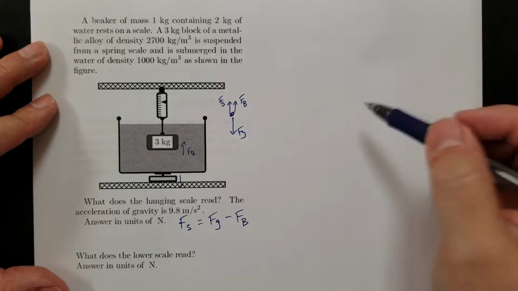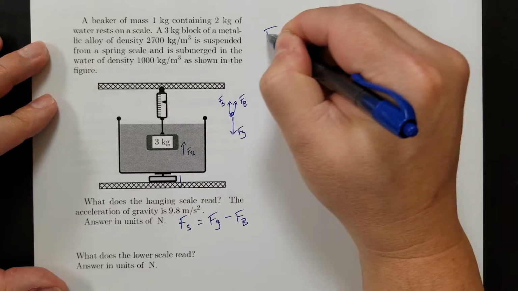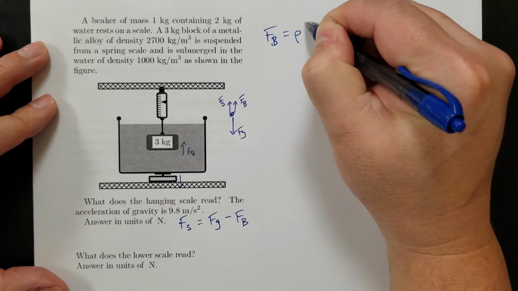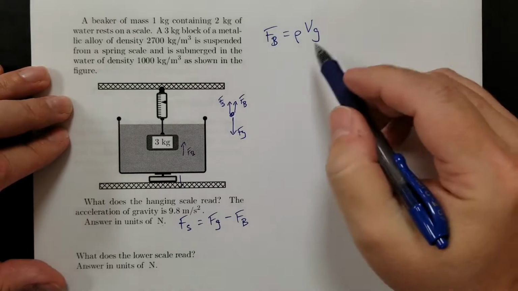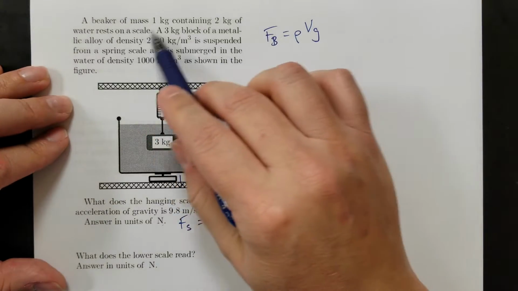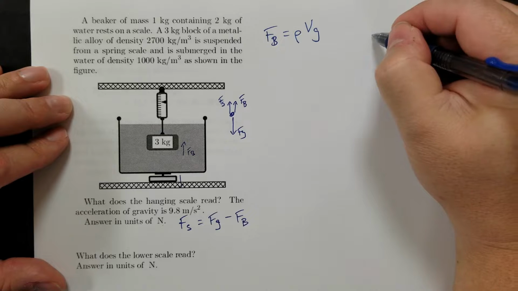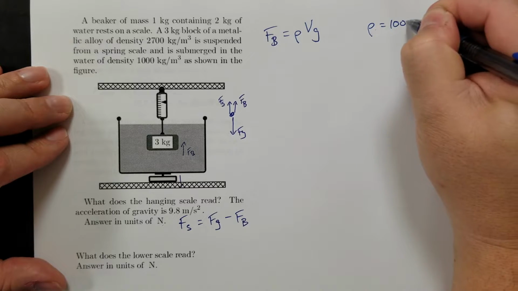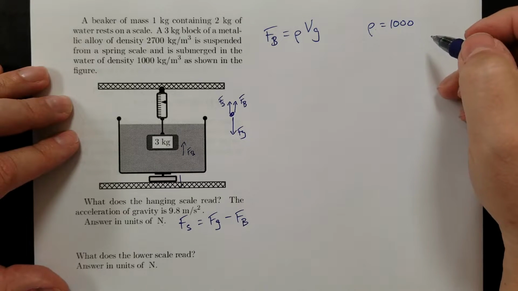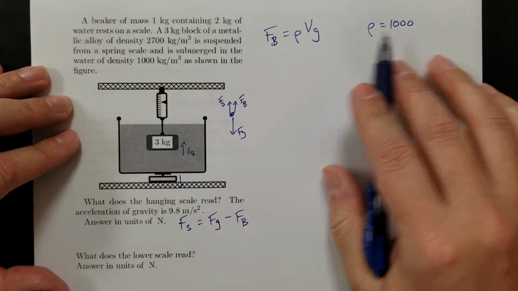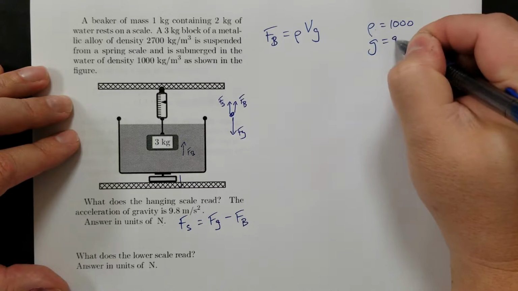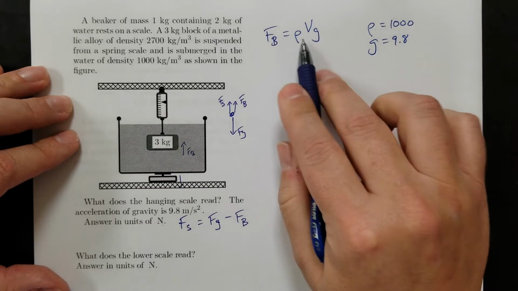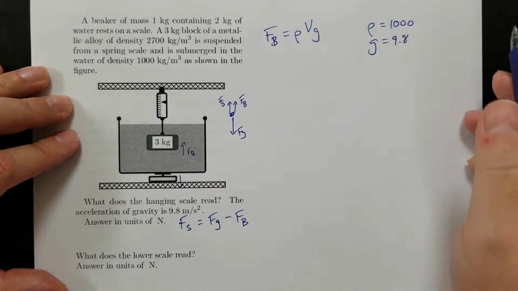So I just need to figure out the buoyant force, right? And buoyant force is density times volume times g. Okay, so how can I get that? Well, density, this is water, right? So the density is going to be 1,000 because the density of water is 1,000 kilograms per cubic meter. I need to get volume, right? Because g is 9.8. If I can figure out what the volume is, I could solve for that.